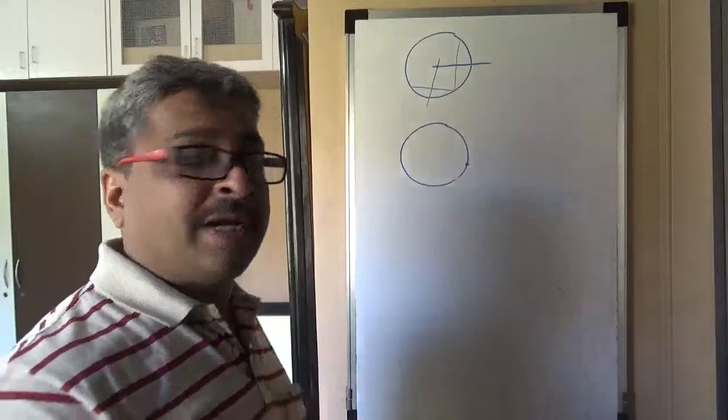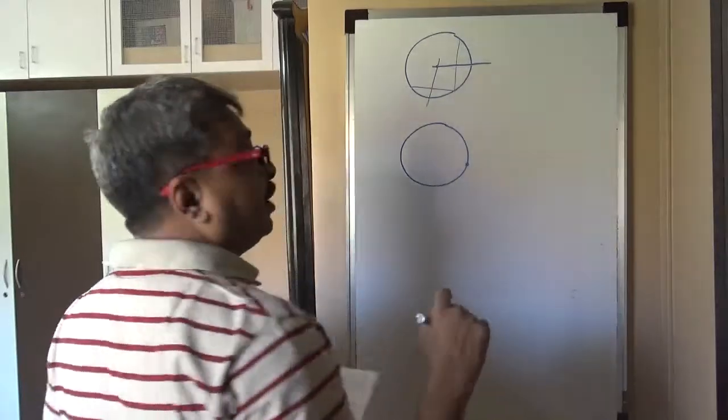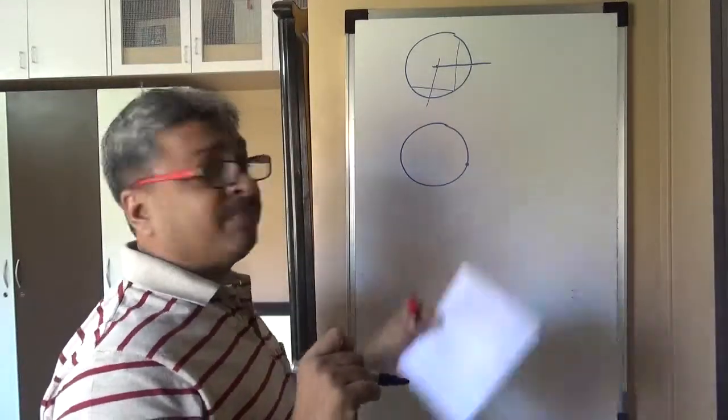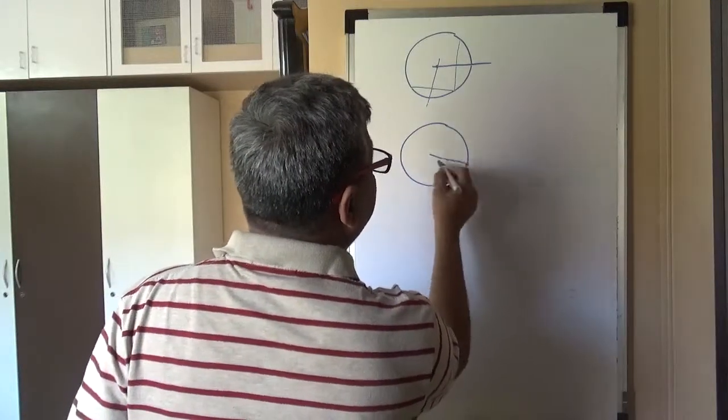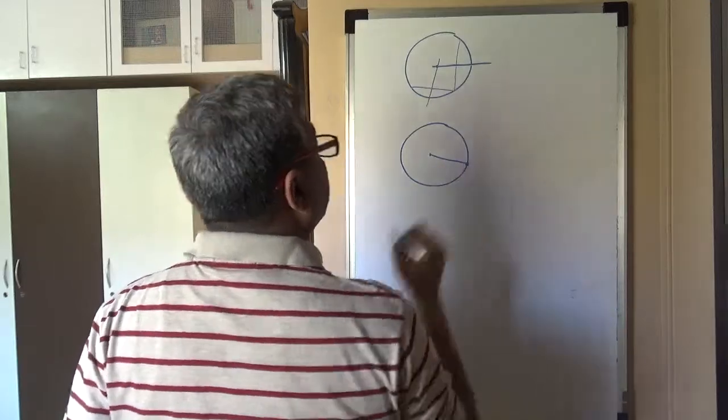Now if the circle is given to you and a point on the circle is given, can we construct a tangent to this circle passing through this point? At this point, can we construct a tangent? Okay, so we know that the radius segment is perpendicular to the tangent.